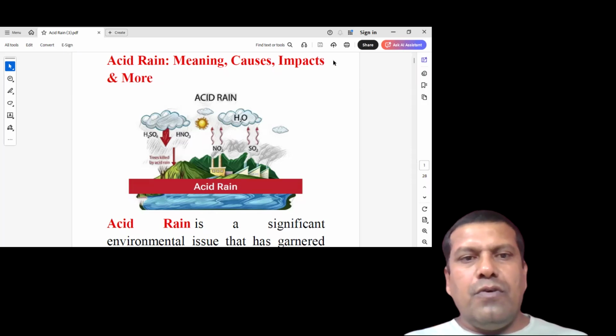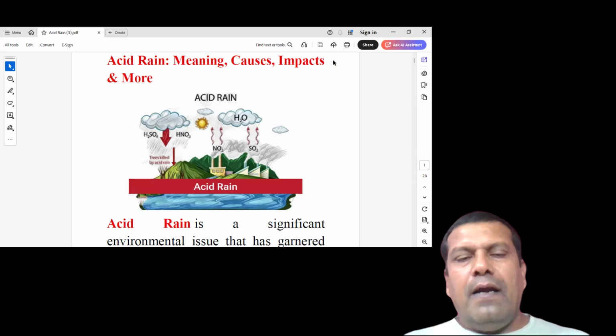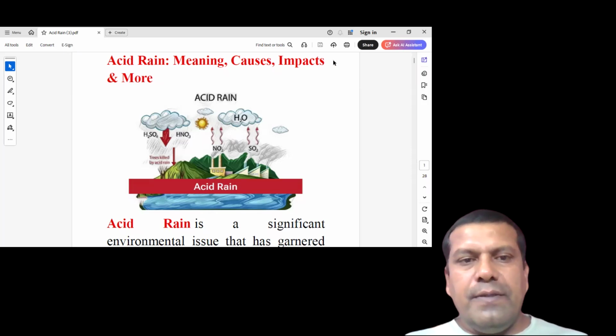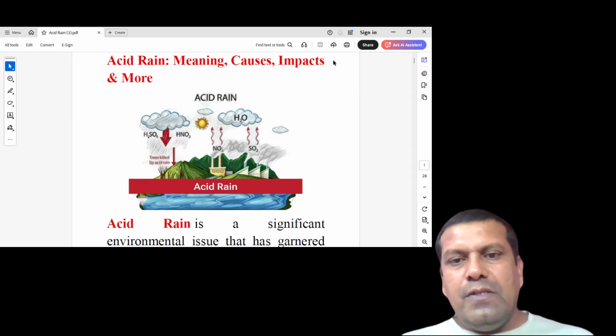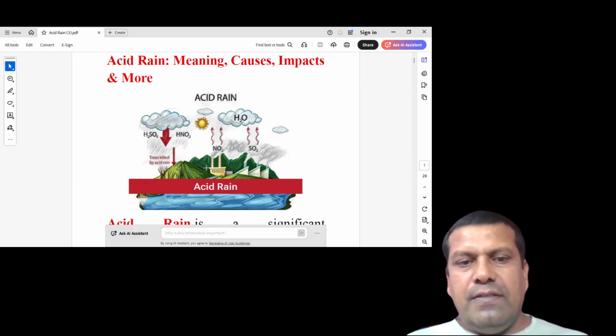Today I will be dealing with the topic acid rain. First of all, we'll be discussing the meaning of acid rain. What exactly is acid rain, and what are the different causes, like why acid rain is occurring. And we'll be discussing the various impacts and many more. So here the diagram clearly depicts acid rain.